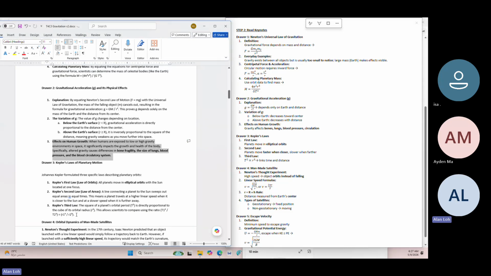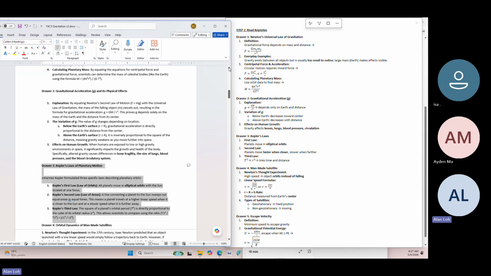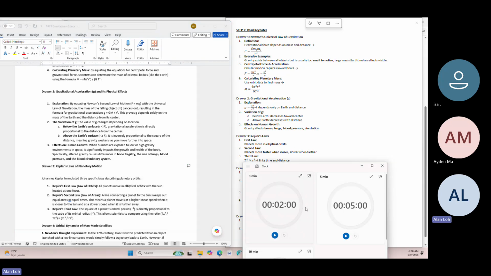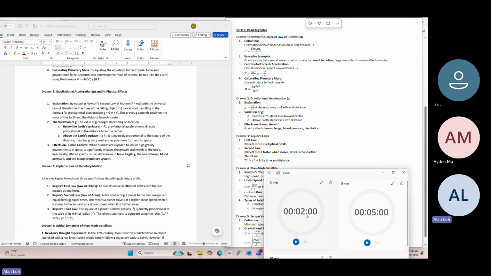So let's continue with drawer 3, but this time, since you have warmed up, I'll give you 1 minute. Right? So it's the same. You have 3 laws: first law, second law, and third law. Let's start now.